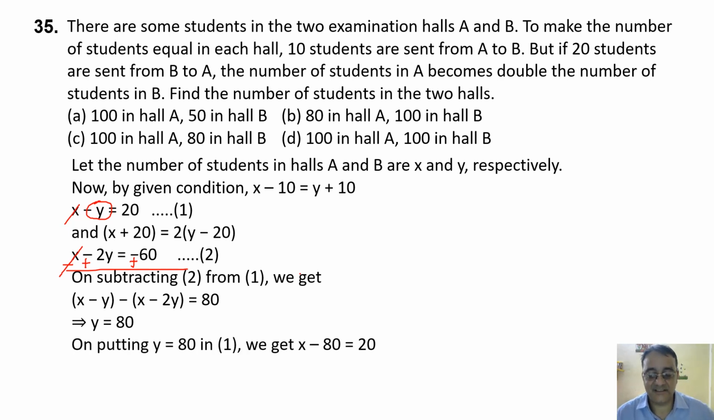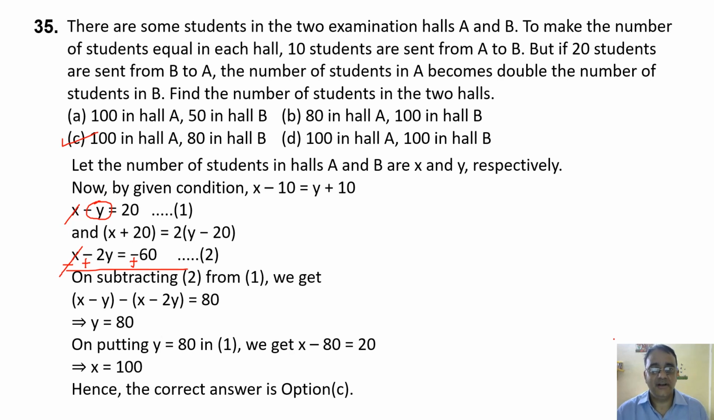So what is the value of x? 100. 100, right. So which option is the correct one? Option C. Option C, right. 100 in hall A and 80 in hall B, right. So now we are moving toward question number 36.